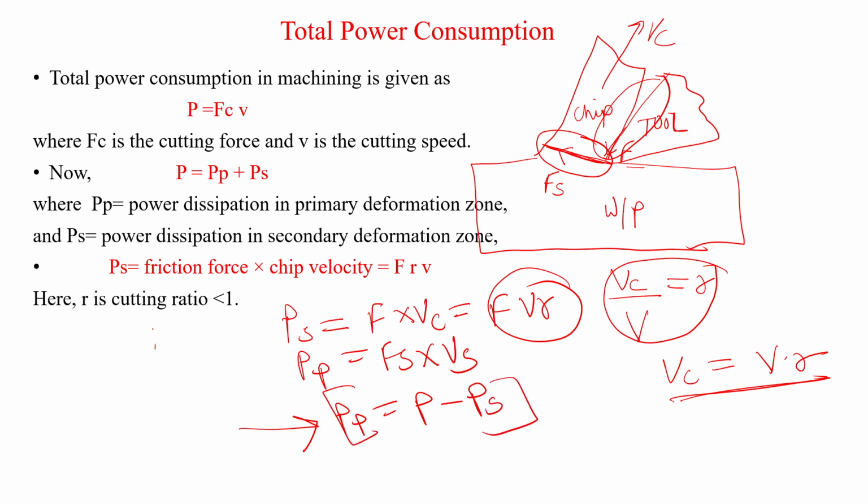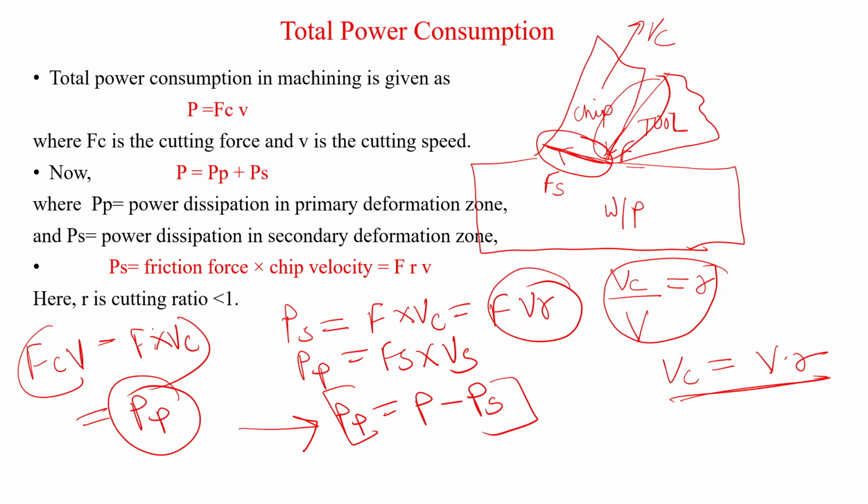Either you can calculate the shear force and multiply it with the shear velocity, so you will get the power consumed in the primary deformation zone, or you know the total power, which is Fc into V. You subtract it with the chip power, which is F into Vc. If you subtract it, you will get the power consumed in the primary deformation zone. So anyway, you can calculate the power, right?